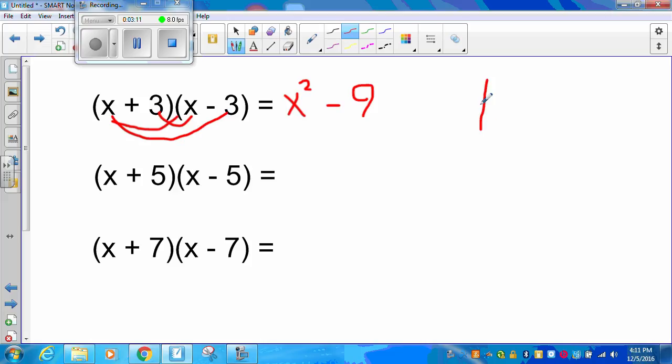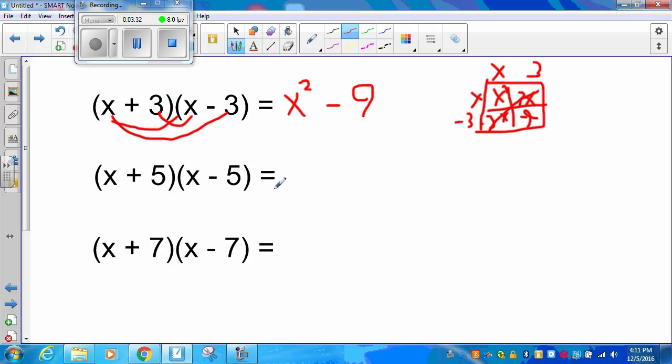If you want to see that in the box really quickly: x, 3, x, negative 3, x squared, negative 9, 3x, and negative 3x. Then negative 3x and 3x actually just cancel each other out, giving you x squared minus 9.